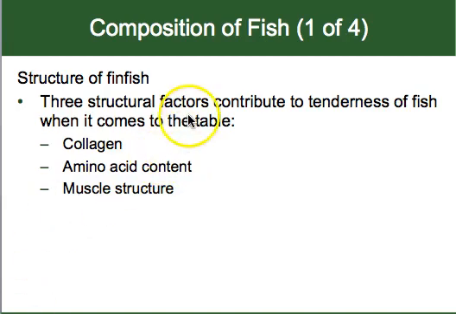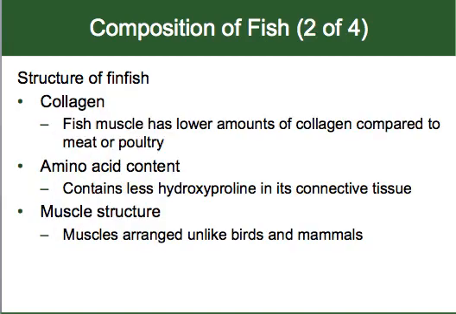So there's 3 structural components that contribute to this tender texture when it comes served at the table: collagen, amino acid content, and muscle structure. I'm going to go through each one of these individually. So let's talk about collagen first. Fish muscle has lower amounts of collagen when compared to meat or poultry and land mammals.